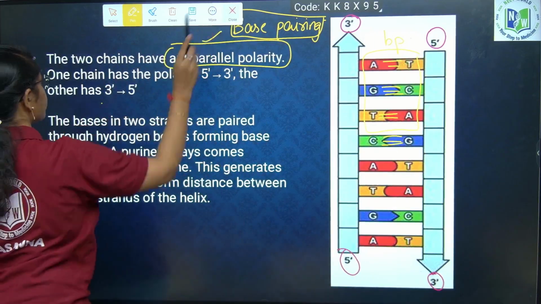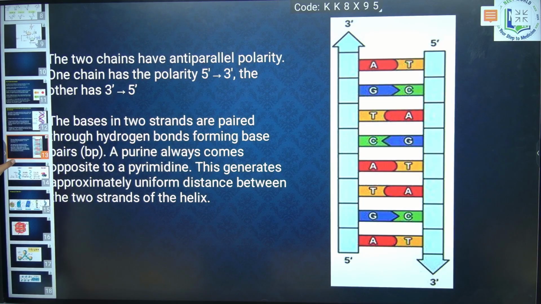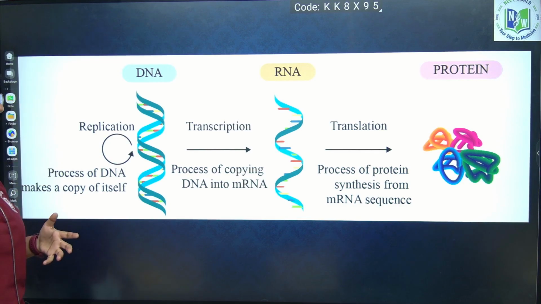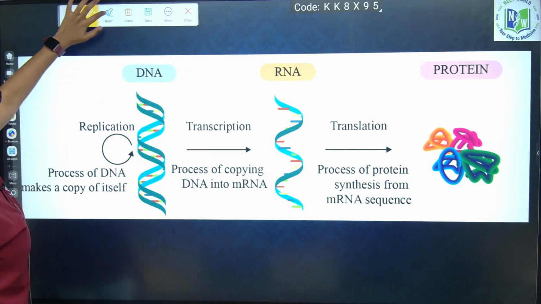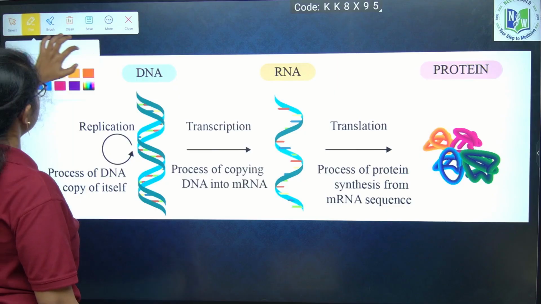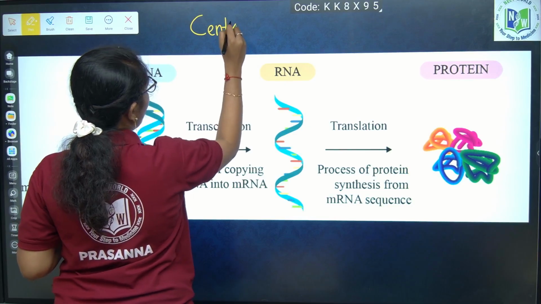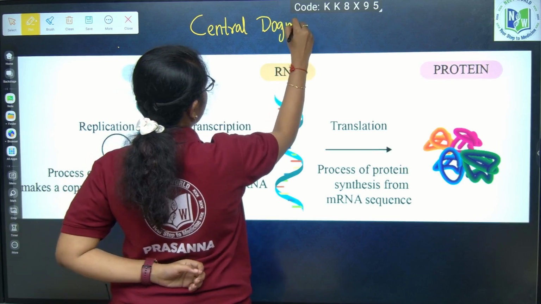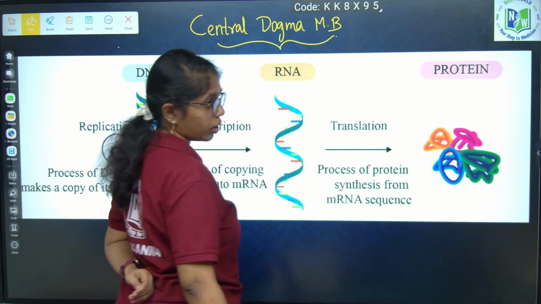Next if we see, after knowing the double helical model of DNA given by Watson and Crick and salient features of DNA, Watson and Crick proposed the central dogma of molecular biology. Central dogma of molecular biology. Okay, what is the central dogma of molecular biology?